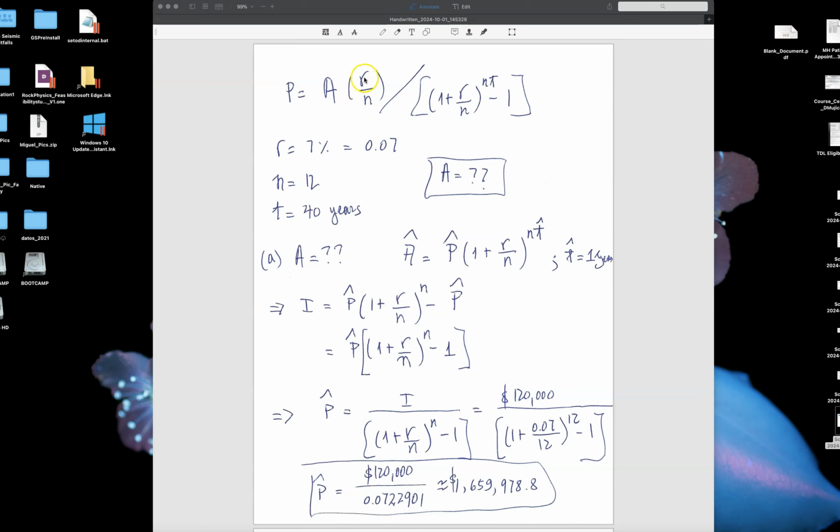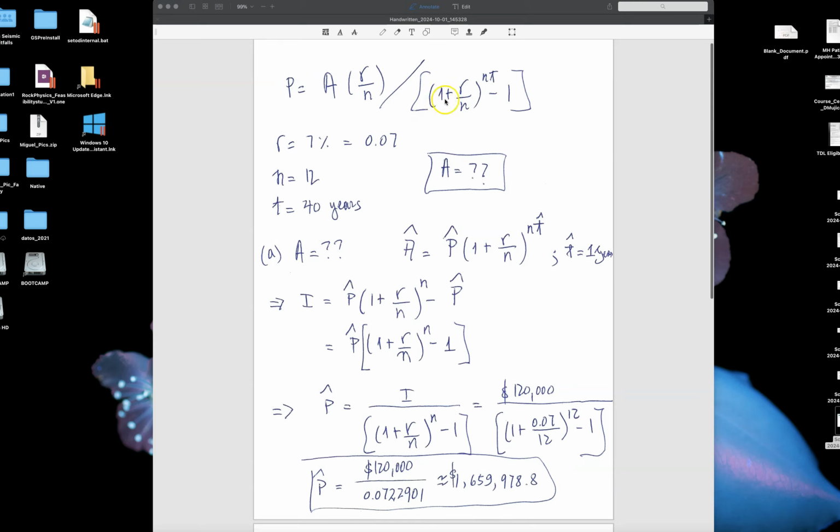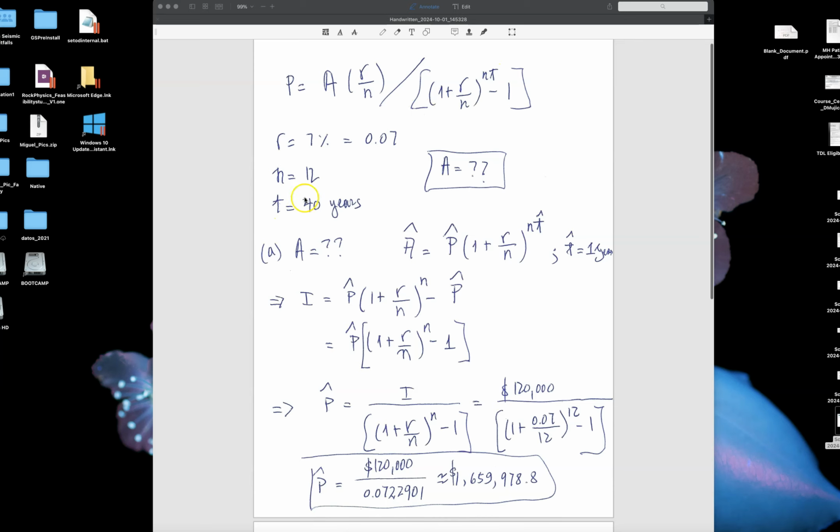So this is going to be the rate, that is 7% per year, which in decimal notation is 0.07. Because it's compounded monthly, the number of compound periods per year is equal to 12, right? And the investment is going to last for 40 years, so T is equal to 40.